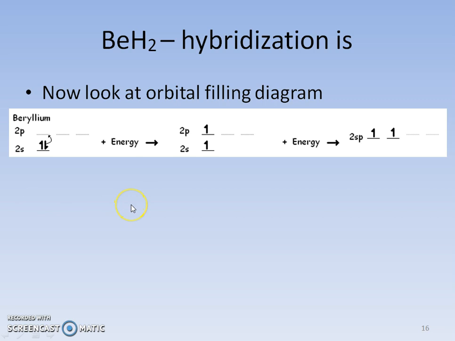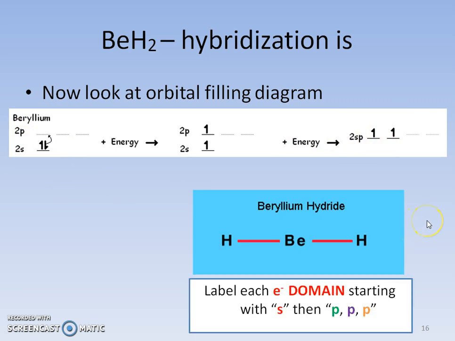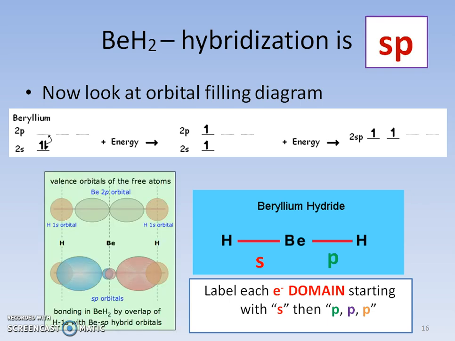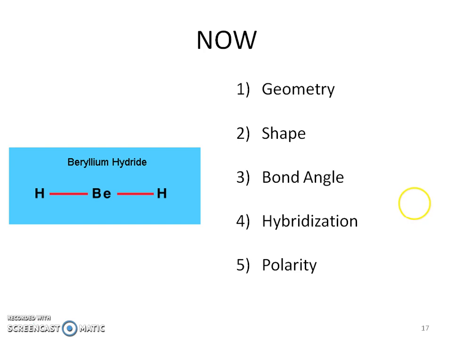But when beryllium does join with another atom, it's now going to hybridize in order to make those 2 bonds that we know that it can. So it goes from an S and a P to sp hybridization. So again, we're going to label here each electron domain sp, so we get sp as our hybridization. Now, this is just a nice picture of how those S and Ps are actually coming together. Now, can you answer these questions?